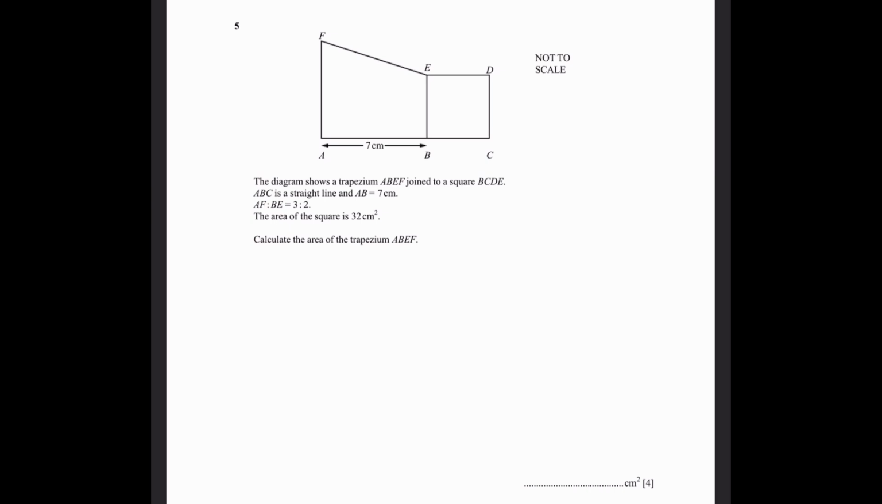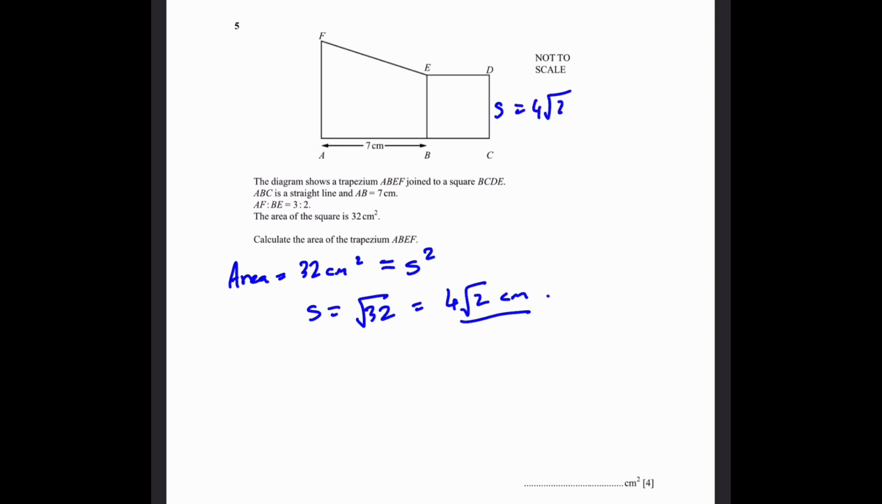Well, the area of the square is 32 centimeters squared, which is basically side squared. So we can find the length S. S is just one of the sides of the square. S is just the square root of 32, which you can write as 4 root 2 centimeters. So S is equal to 4 root 2 centimeters, and it is the same over here, over here, over here.